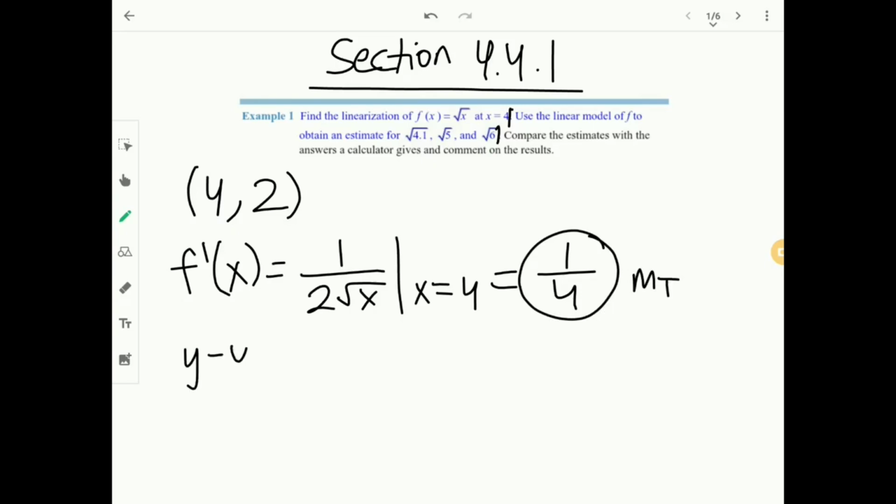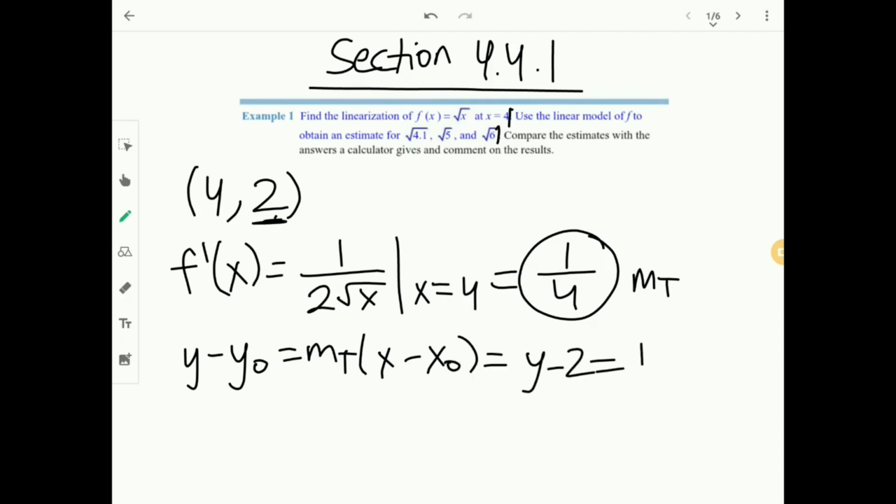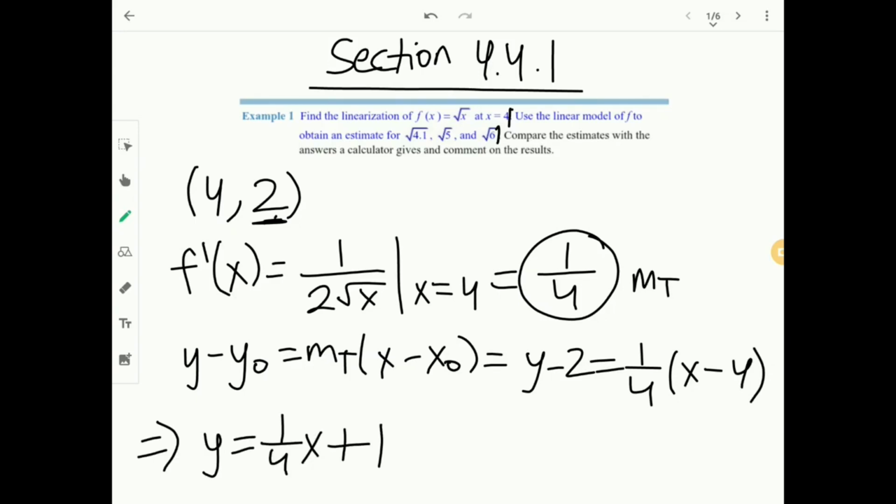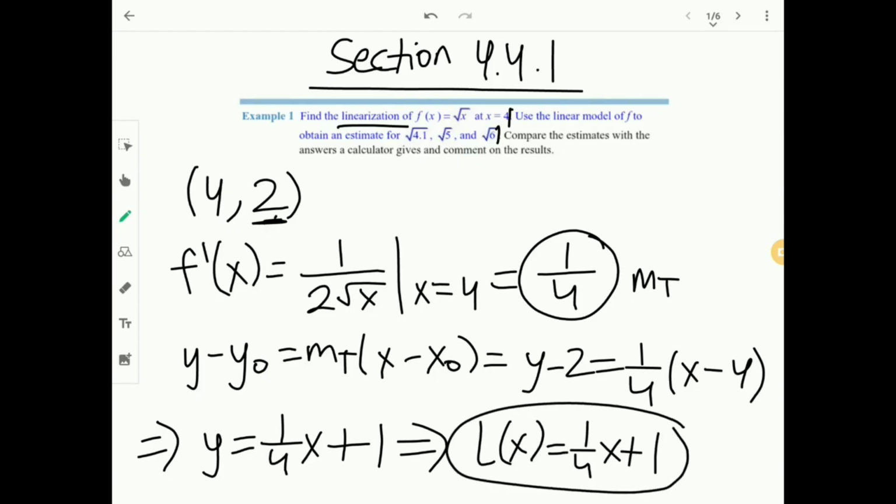Now we use y minus y0 equals m times x minus x0. So if we substitute, we get y minus 2 equals 1 over 4 times x minus 4. When we finally solve, we get y equals 1 over 4 x minus 1 plus 2, so 1/4 x plus 1. But this is not the linearization, right? We're looking at the linearization. If they wanted the tangent, this is the tangent. One simple step, L of x is equal to 1/4 x plus 1. And this is the linearization of f of x equals square root of x at x equals 4.